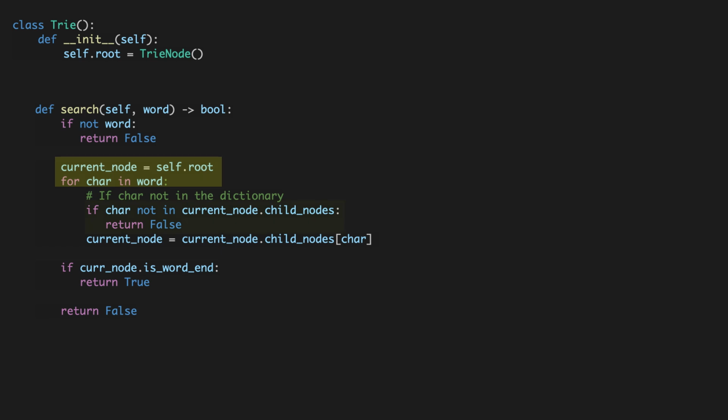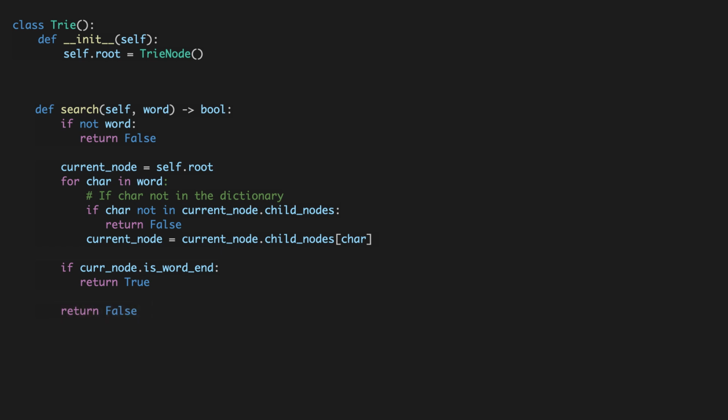For each character in the word, if the character is not found in the current node's child nodes, we will return false. Otherwise, move to the trie node corresponding to that character. After we have iterated through all the characters, we will return true if it is the word end. Otherwise, we will return false.